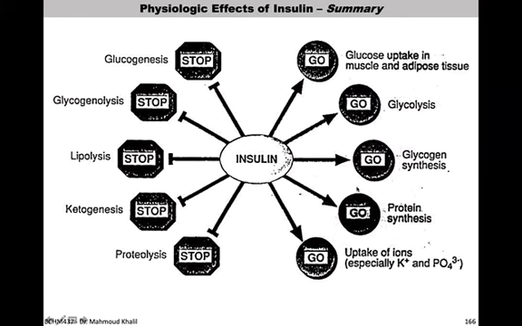So here is another slide that shows what insulin can stop and what insulin can promote. And actually all of this we have just mentioned, except for this one, that insulin as well increases the uptake of ions, especially potassium and phosphate ions. And this is one of the important slides that show the diverse functions and regulations that are undertaken by insulin.